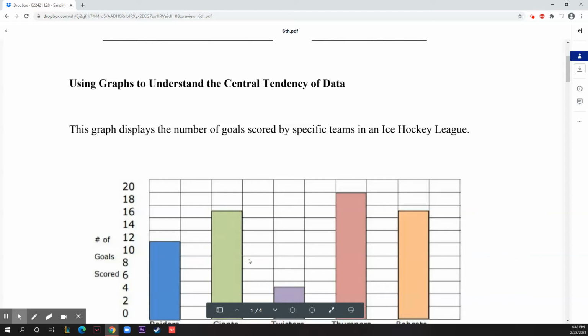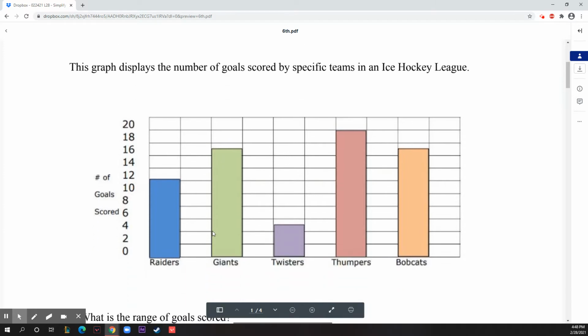Hello everybody, so today we're going to be using graphs to understand the central tendency of data, or we're just going to analyze graphs basically.